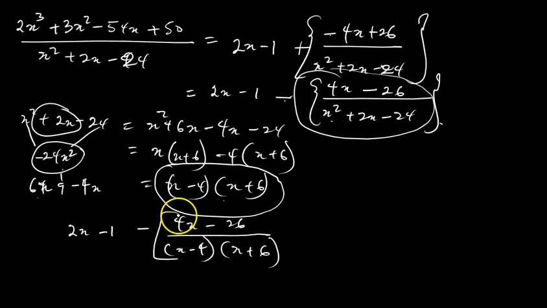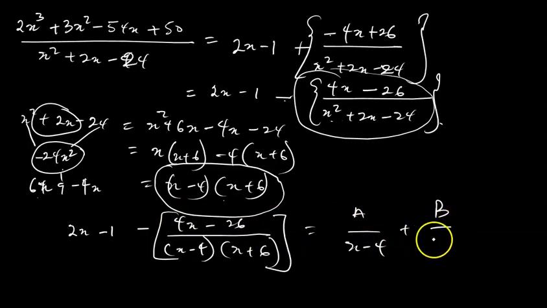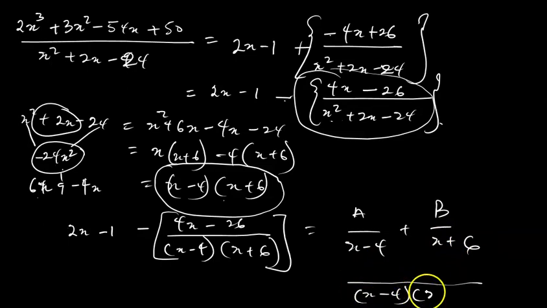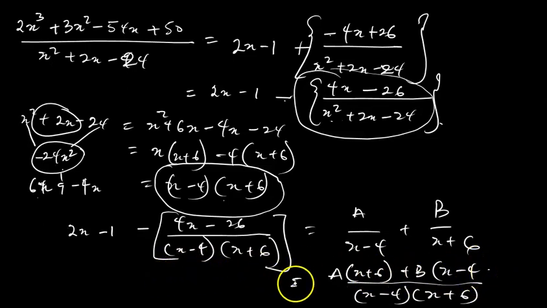Now, if I'm decomposing this into partial fractions, it's going to look like A over x minus 4 plus B over x plus 6. Now, we'll look for an LCM for this expression. That will be x minus 4 into x plus 6. X minus 4 in this expression, I'm left with x plus 6. So I have A over x plus 6 plus B into x minus 4. Remember, this expression was gotten from 4x minus 26 over x minus 4 into x plus 6.